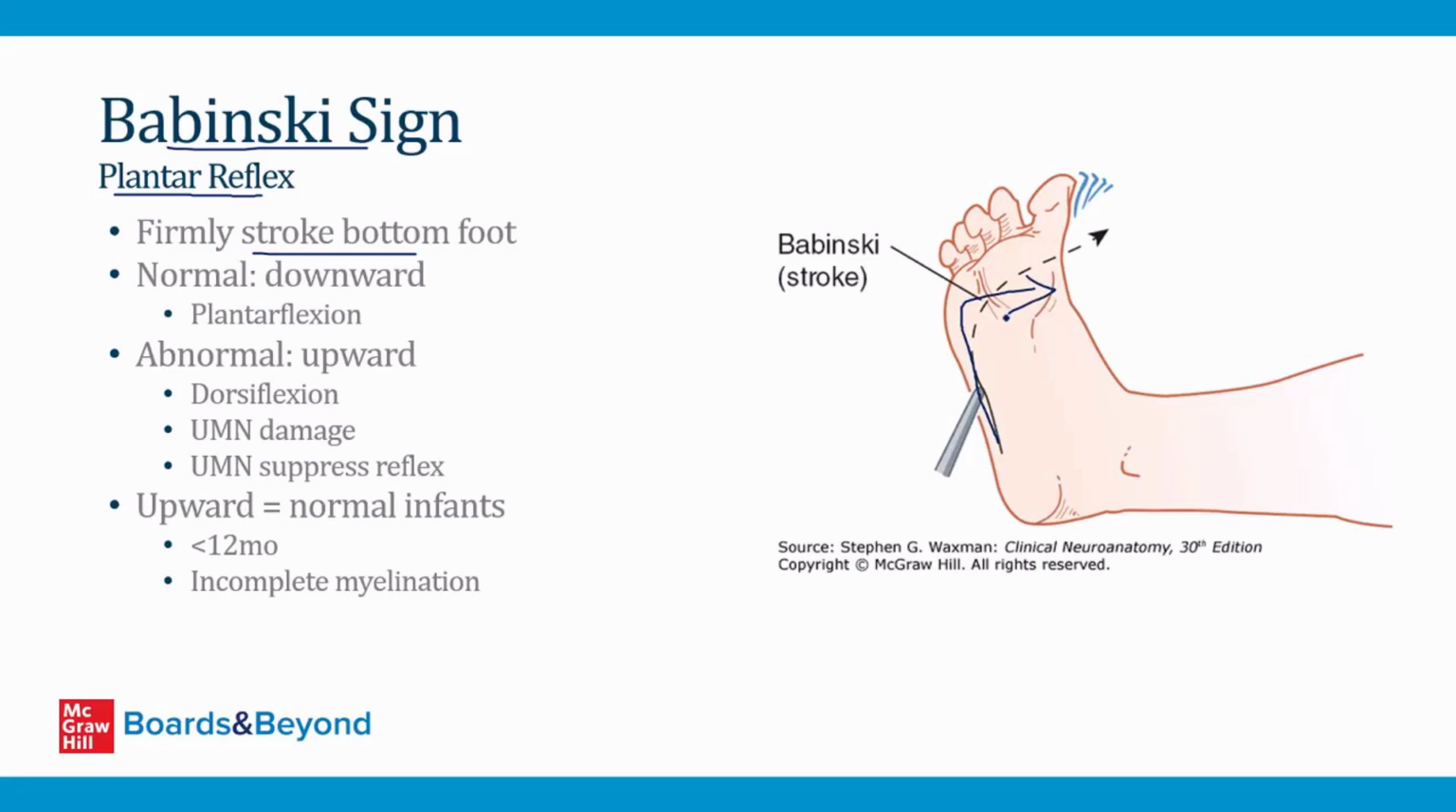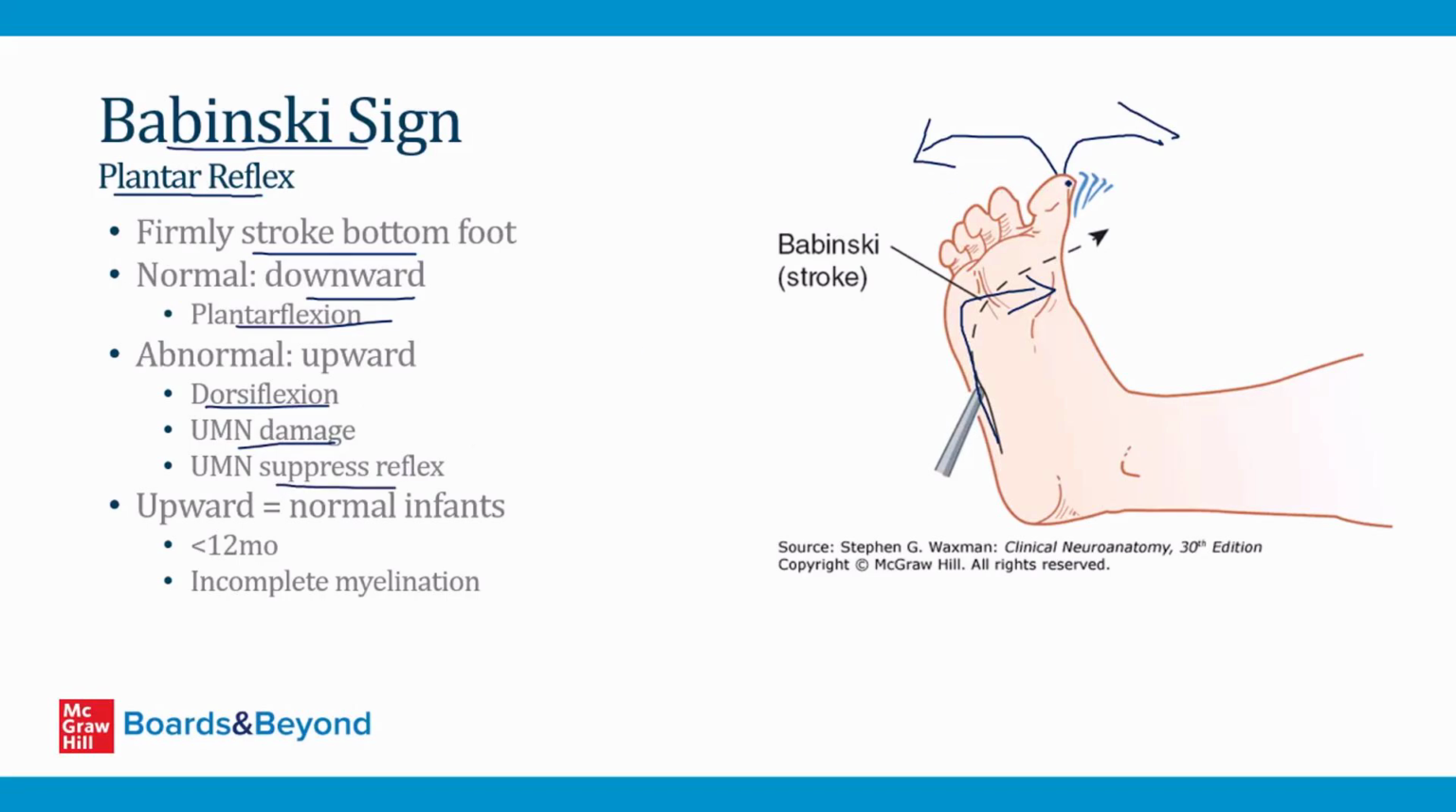The normal response, if the patient doesn't have an upper motor neuron lesion, is for plantar flexion of the big toe to occur. In other words, for the big toe to flex downward, the opposite of what's shown in this picture. It should come down in this direction. That's the normal response. It's abnormal if the toe does what's shown in this picture and it flexes upward.